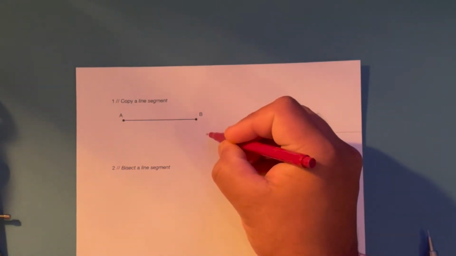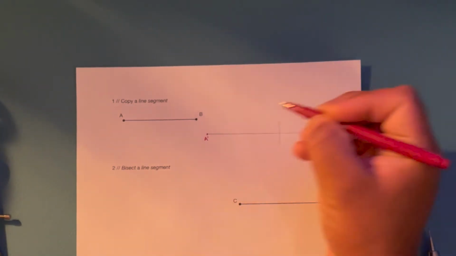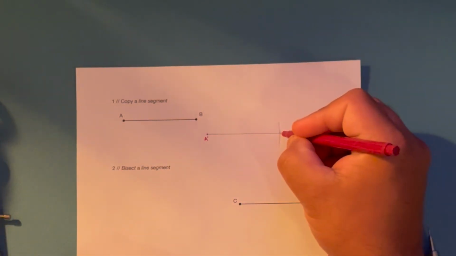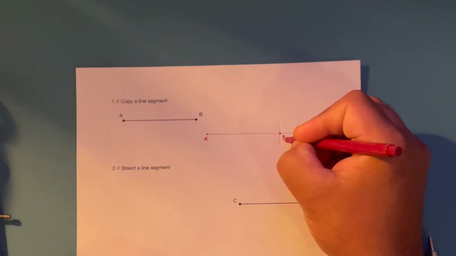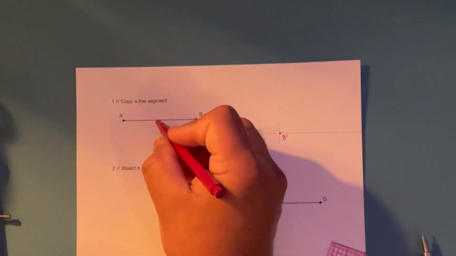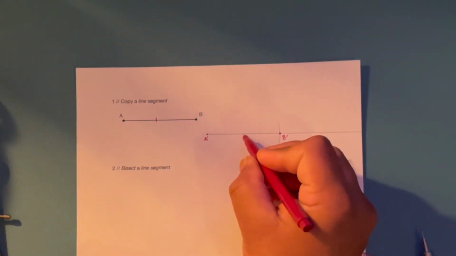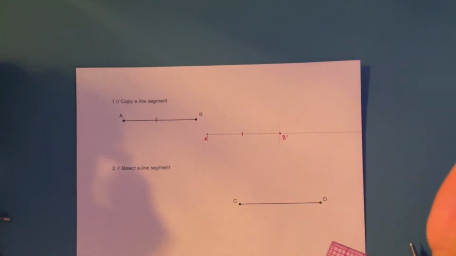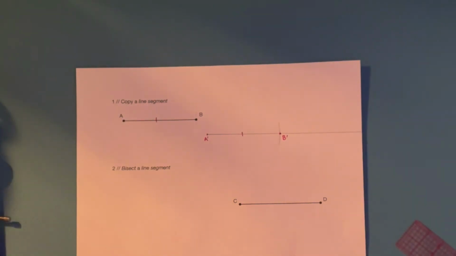So I'm going to call this A prime, so it kind of matches up. I'm going to call this new point from the arc B prime. And sure enough, this segment is the same length as this segment, and we see that those two segments are congruent. So we're going to write that in math terms.